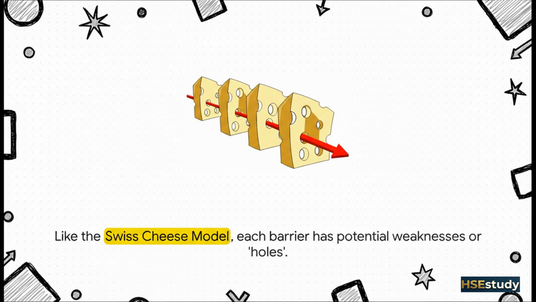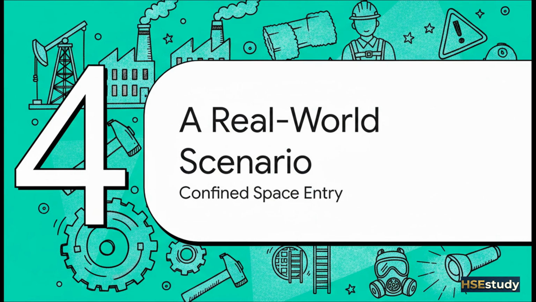You've probably heard of the Swiss cheese model, right? Well, it's a perfect analogy here. Each one of our barriers is like a slice of cheese, and each slice has holes, which are potential weaknesses. An incident only happens when all those holes line up perfectly. Bowtie helps you see each slice of cheese and identify the weaknesses in your defenses before they ever get a chance to align.